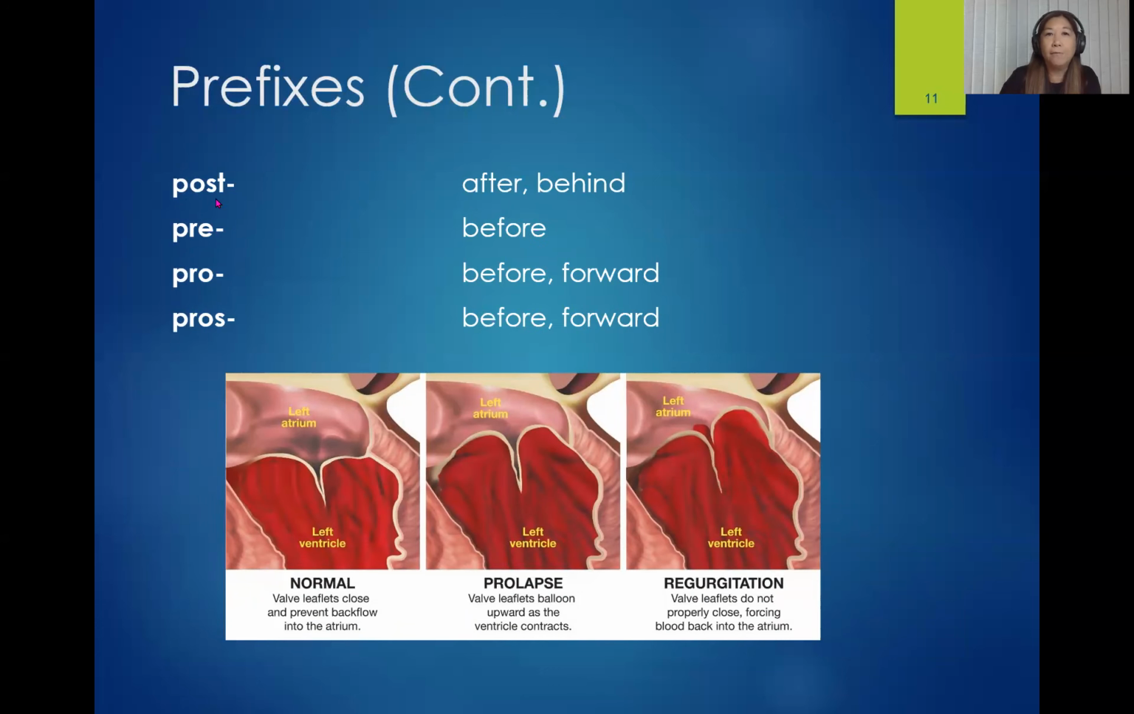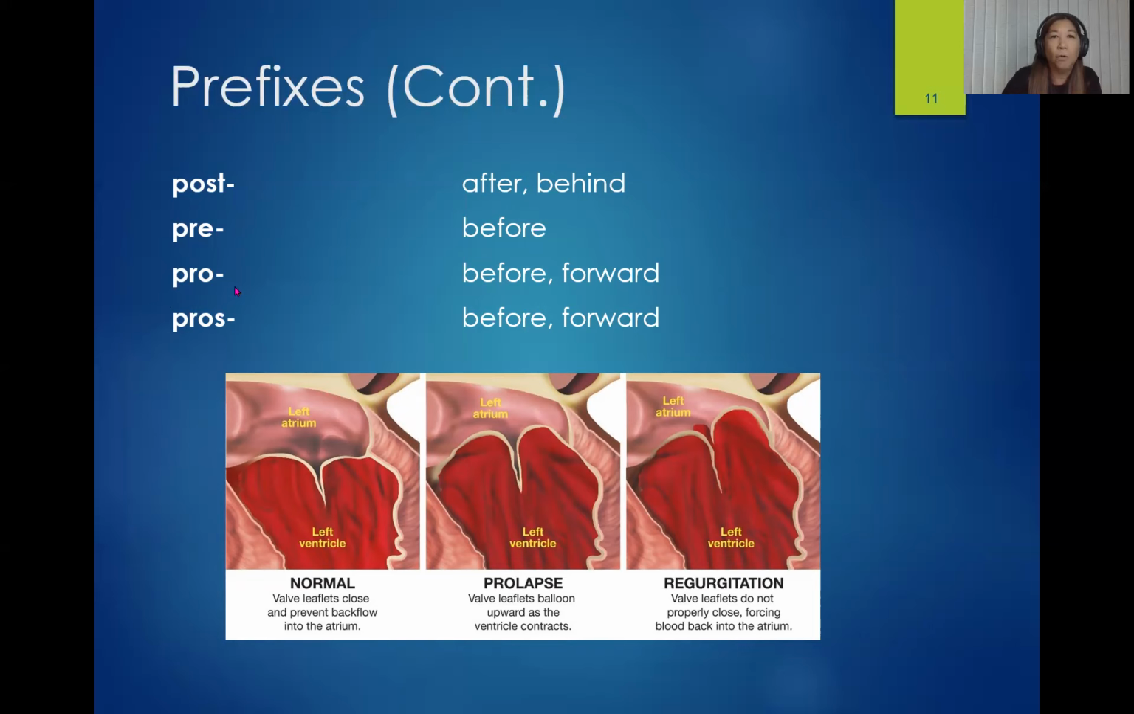Post means after or behind, right? So if we have something like a post-mortem study or an autopsy, it's done after the patient has died, post-mortem, after death. Pre is the opposite. It means before. So if you have something that is precancerous, right, then this is growth before it's been able to turn into a cancer.